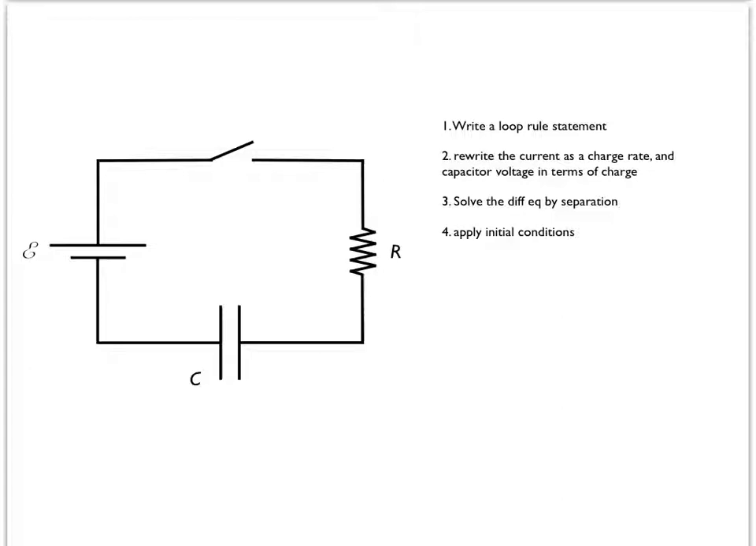And the steps are that you write a loop rule statement, then in that loop rule statement you rewrite the current as a charge rate and the capacitor voltage in terms of the charge. Then that's going to give us a differential equation, and then we're going to solve the differential equation and use the initial conditions to get a final charging function. So let's do that. Okay, loop rule statement. Step 1, loop rule statement.